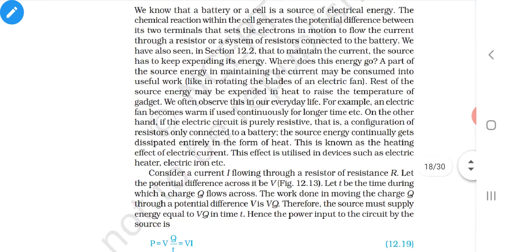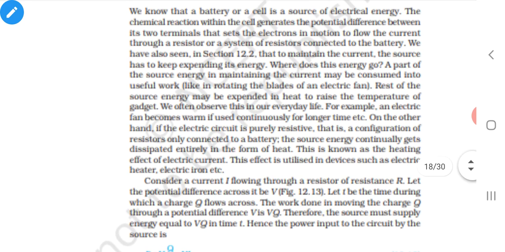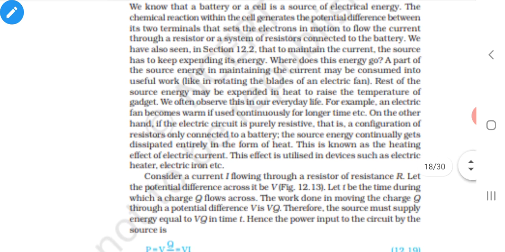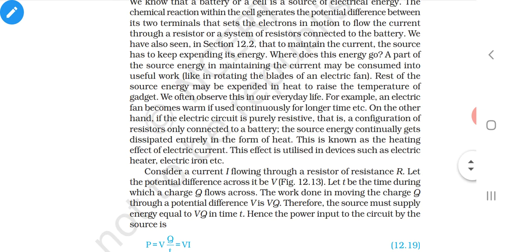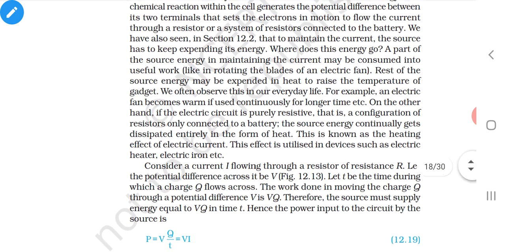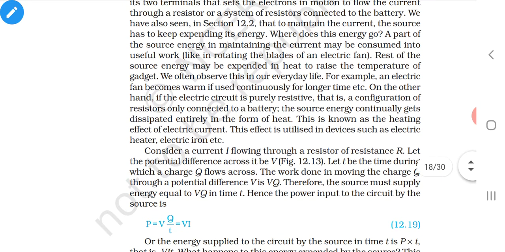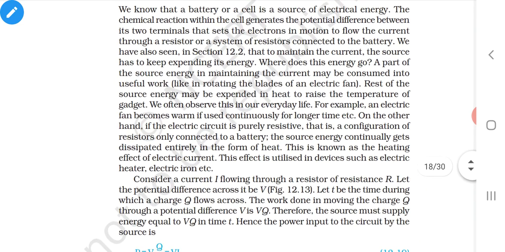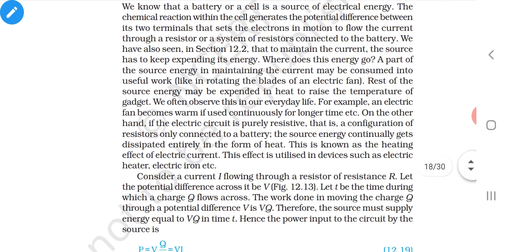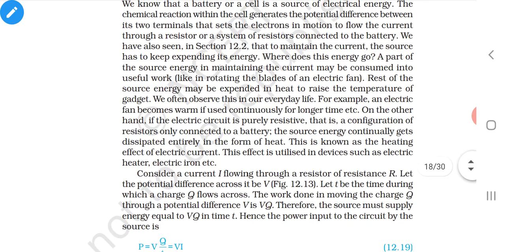Yes, now we are going to see how the chemical energy is converted into the electrical energy. Okay, now let us see the topic. Let us see how this chemical energy is converted into electrical energy. In the cell this is happening, isn't it?